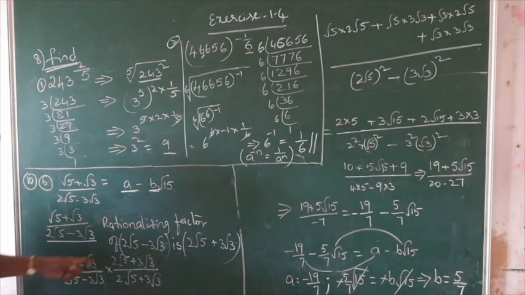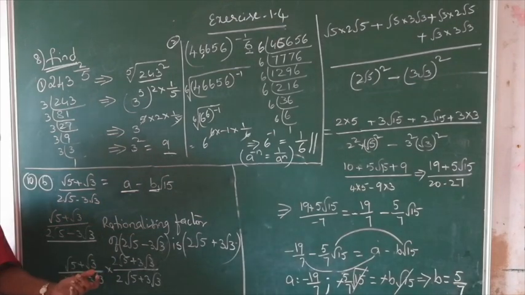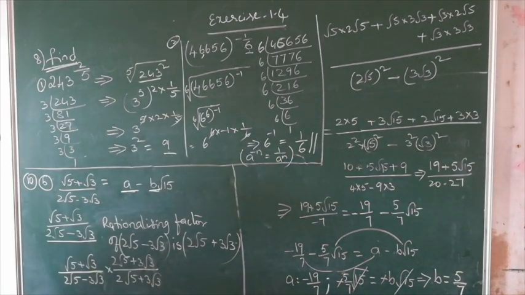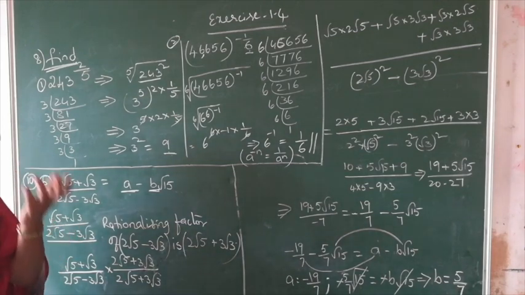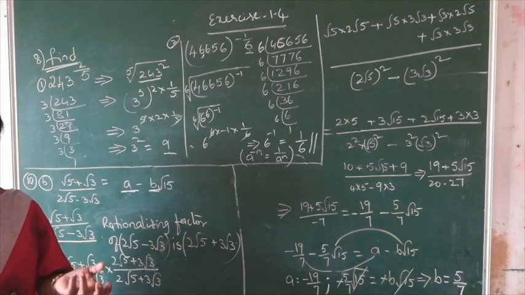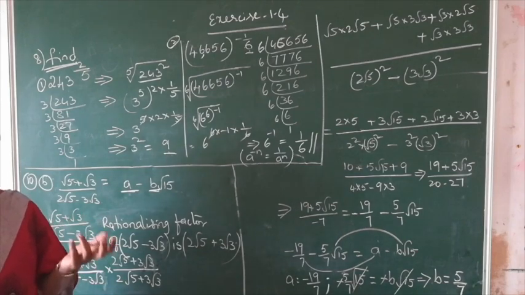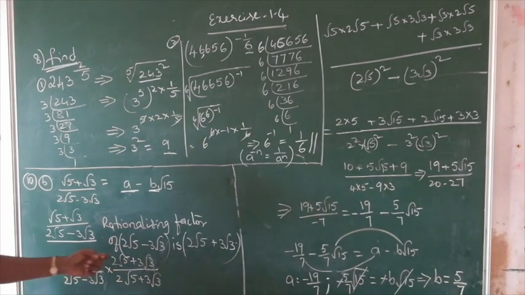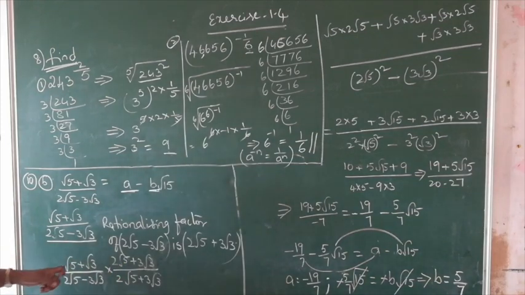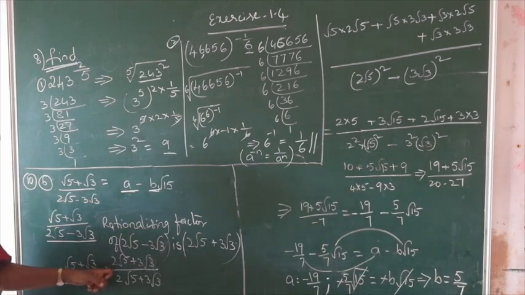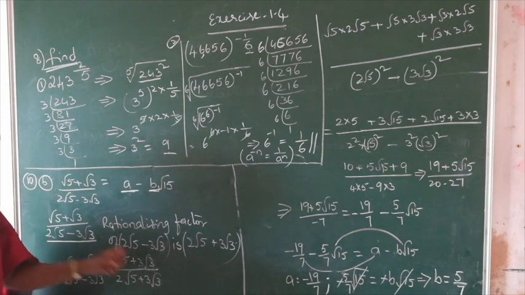Then we have to multiply and divide. Why do we have to do multiplication and division? Because when you multiply and divide with one number, the value of that number doesn't change. That's why we do multiplication as well as division. Now (root 5 plus root 3) by (2 root 5 minus 3 root 3) into (2 root 5 plus 3 root 3) by (2 root 5 plus 3 root 3).